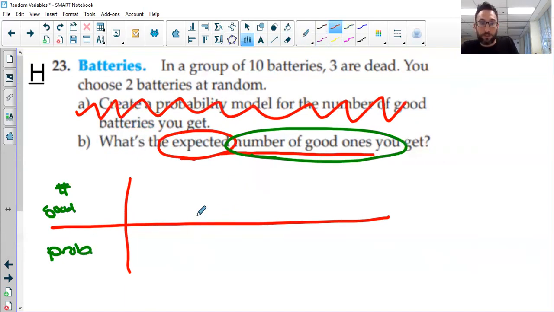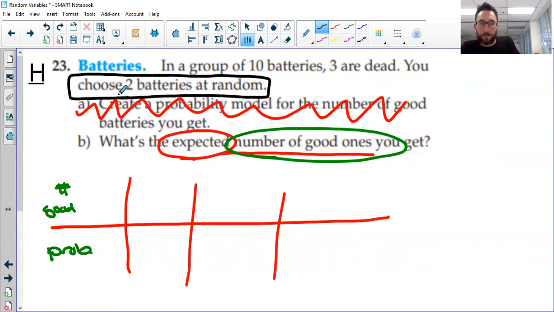So the first thing we have to think about here is, I'm going to choose 2 batteries at random. How many good ones could I get? I guess they both could be good. Or they both could be dead and I get no good ones. Or I get one good one.